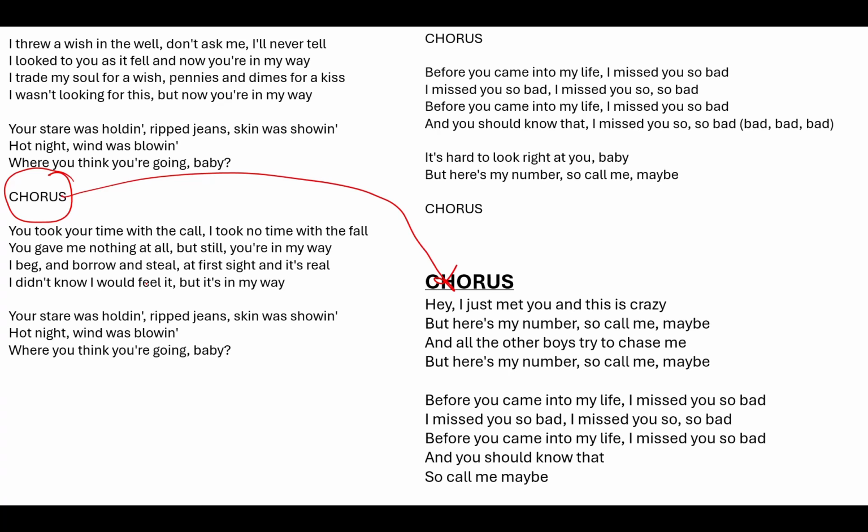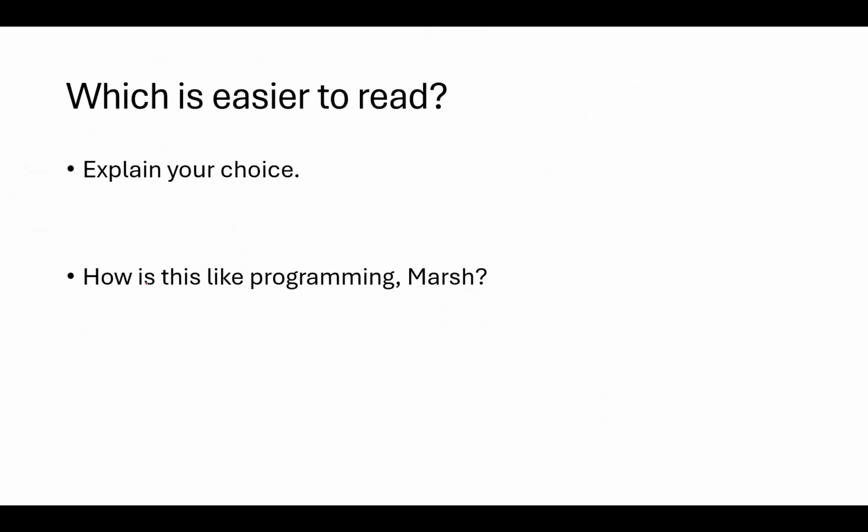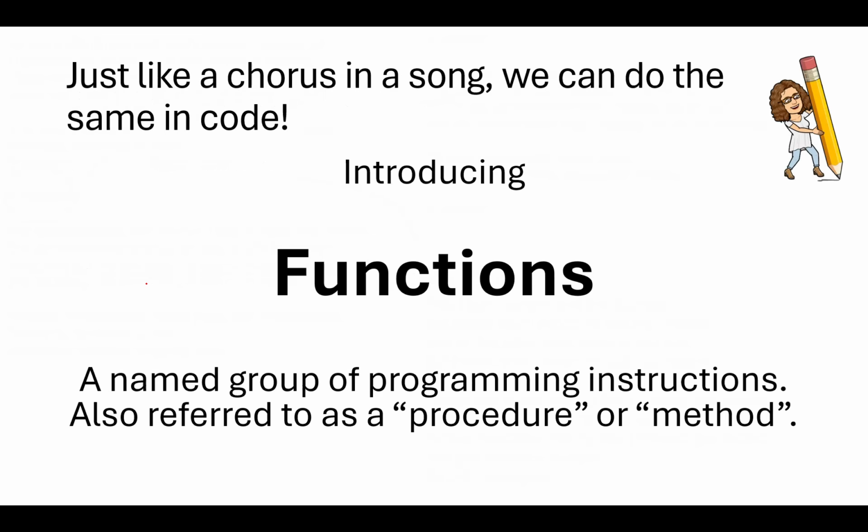Now you're probably thinking, Marsh, I agree with you that the one that says chorus is easier to read, but how is this like programming? Why are we talking about this? Well, just like a chorus in a song, we can do the same in code. Introducing a function. A function is just a named group of programming instructions. This is also referred to as a procedure or a method, depending on what language you're talking about, depending on who you're talking to. But most of the time in our JavaScript language, we're going to call them a function.